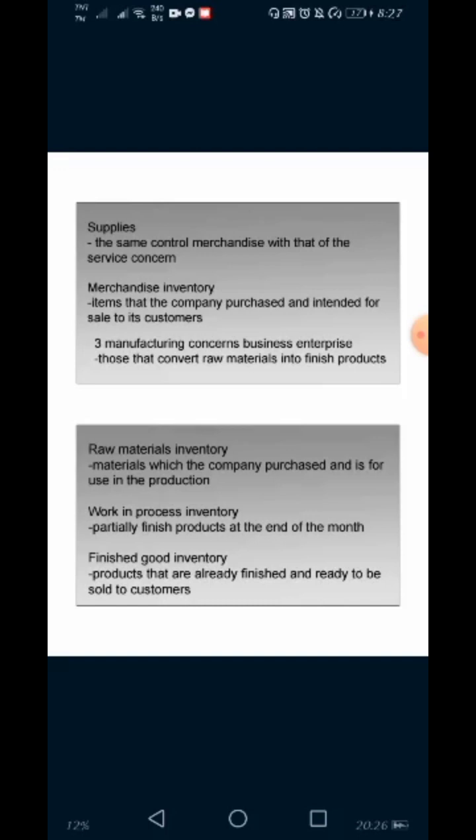The third type of business organization is the manufacturing concern. A manufacturing concern business enterprise converts raw materials into finished products. For example, the t-shirt I am wearing now, which is blue. It was processed from raw materials, processed for color and design, with product life cycles, until it reaches the finished product.